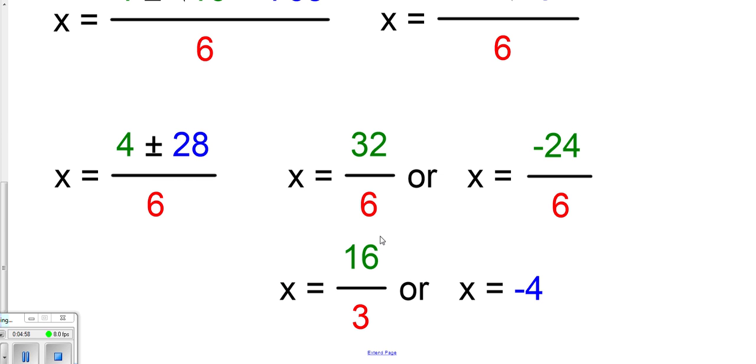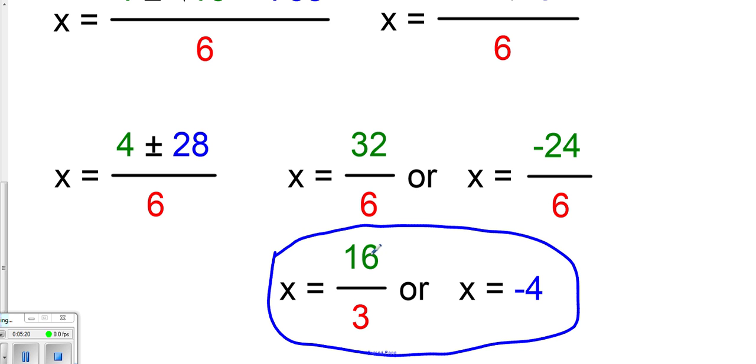32 divided by 6, we can take 2 out of each of those and call it 16 thirds. So in this case it would be an m. M equals 16 over 3, or m equals negative 24 over 6. Divide that, we would get a negative 4. So in the end, we will have two answers, negative 4 or 16 thirds. Those would be the two different answers to that quadratic function. Now again, that would be the same as if we were to try to factor it out. There are always going to be two different factors, so there are two different answers. That's why we have two different answers when we use the quadratic formula as well.